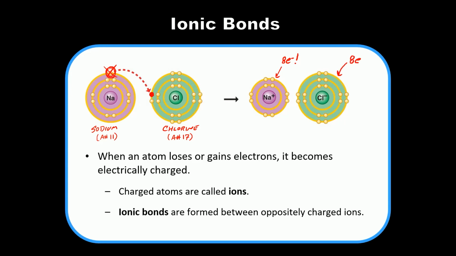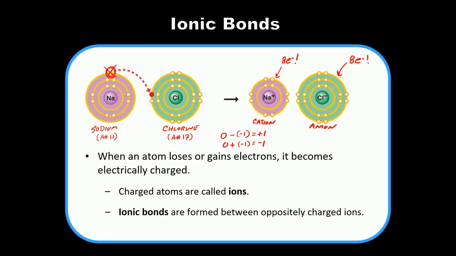Now, if you are subtracting a negative charge from sodium, subtract a negative in math, what do you get? A positive. So sodium becomes a positively charged atom. Chlorine gains a negative, so it becomes a negatively charged atom. We call charged atoms ions. A positive ion, like this sodium here, is a cation. A negative ion is called an anion.